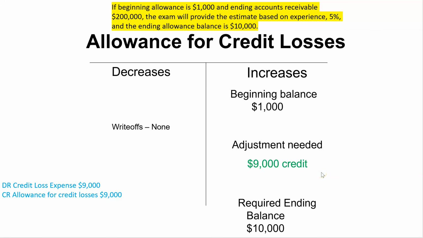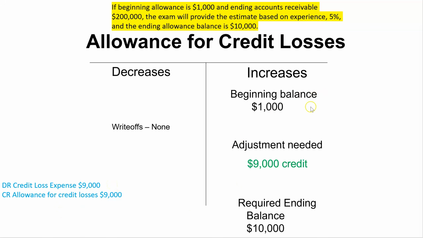And it turns out that the increase in the allowance is our credit loss expense. And the only way we were going to get the credit loss expense of $9,000 is we needed the beginning and the ending balance in the allowance for credit losses. Could the credit loss expense be $10,000? No, only if the beginning balance of the allowance were zero. That's the only way that the credit loss expense could be $10,000. If this were the first year and there was no beginning balance for the allowance for credit losses, then the credit loss expense could have been $10,000.